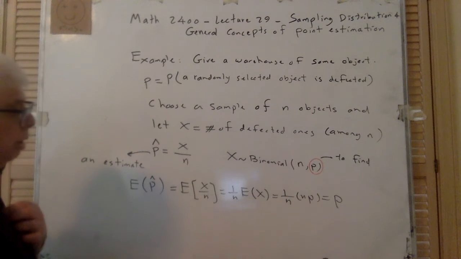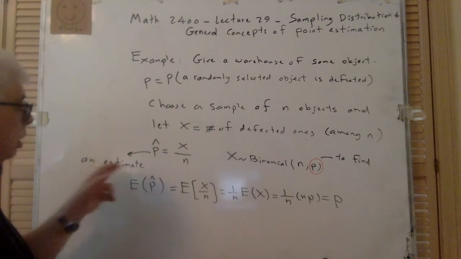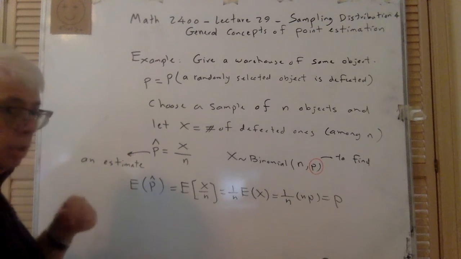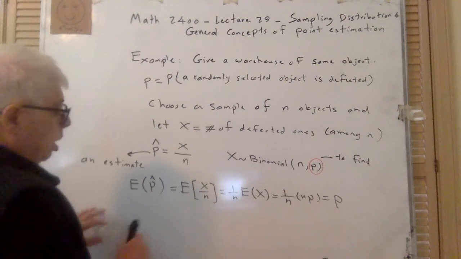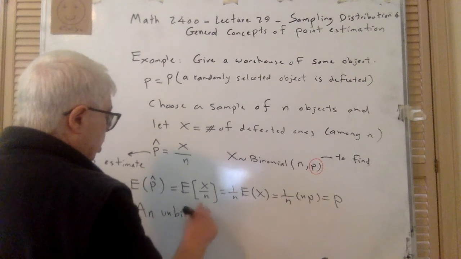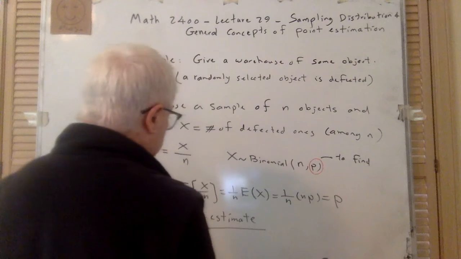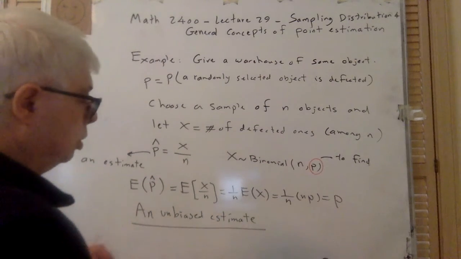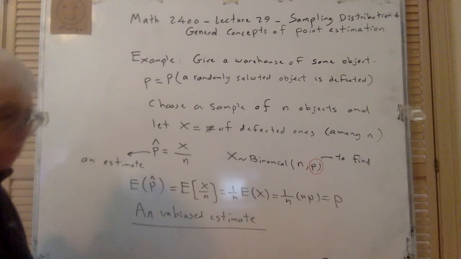So we say that if the average of your estimate, which is a random variable, is equal to what you're estimating, then we say that this is an unbiased estimate. Unbiased estimate. Right? So if E of P hat, or E of whatever we are estimating, equals what you are estimating, then we say that it is an unbiased estimate.